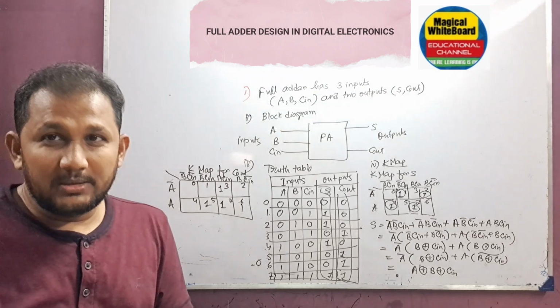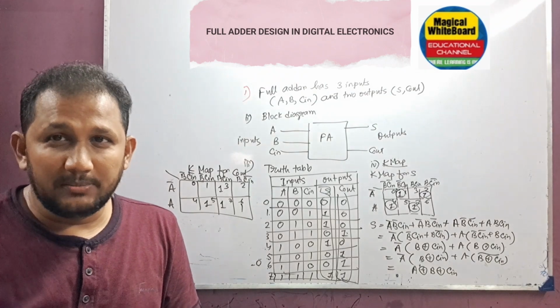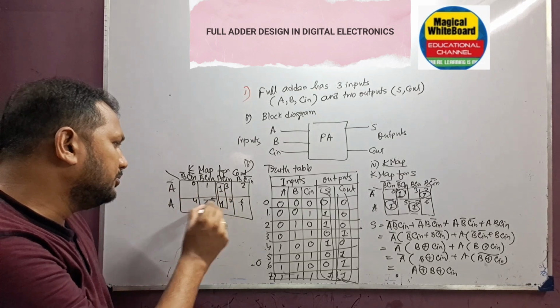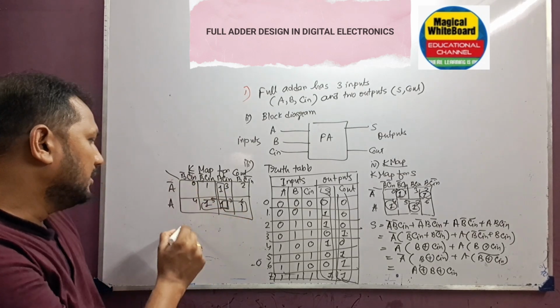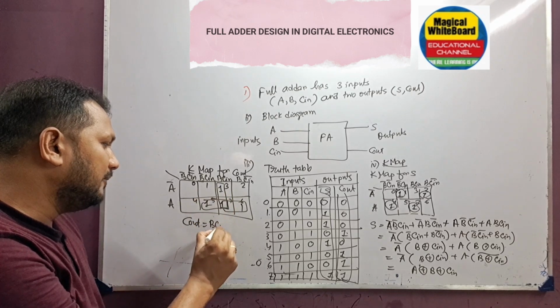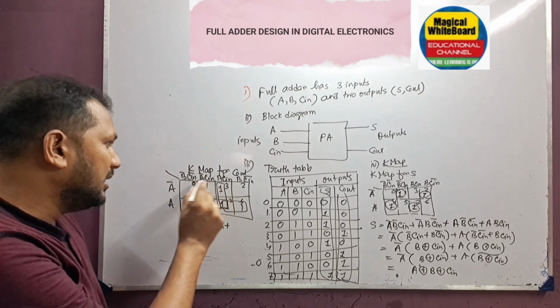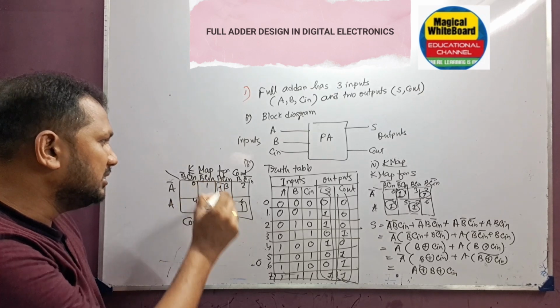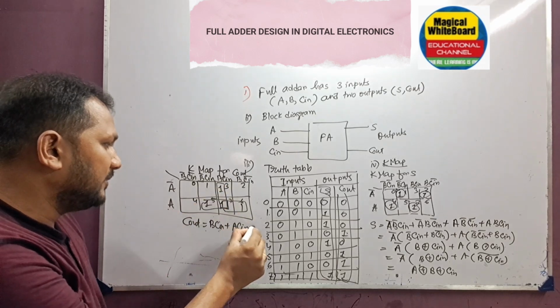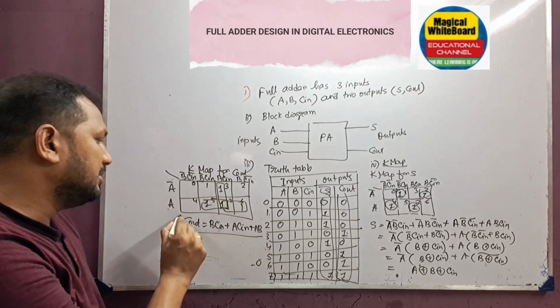Now we can perform the grouping between the 1s. There is a group, there is a group, and there is a group. So Cout equals column-wise BCin plus row-wise A common with Cin, that is ACin, and this one is AB. So this is the Boolean expression for Cout.